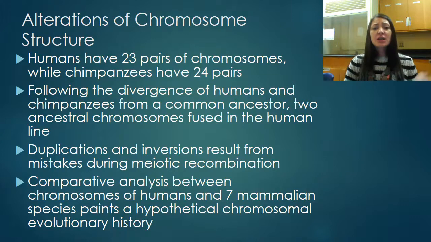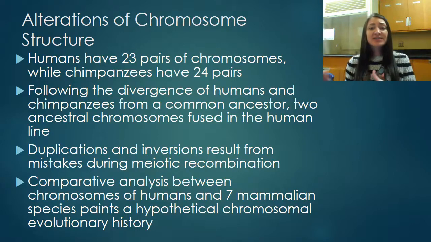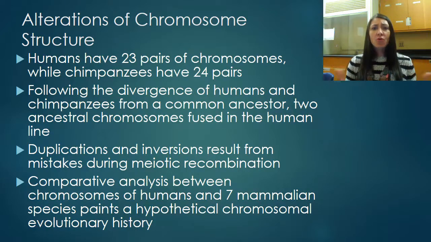Duplications and inversions result from mistakes during meiotic recombination. And so looking at an analysis between chromosomes of humans and 7 other mammal species can help us to paint a hypothetical chromosomal evolutionary history. So we talk about evolutionary history in terms of similarities between homologous structures and DNA sequences. We can also do that for chromosomes as well.